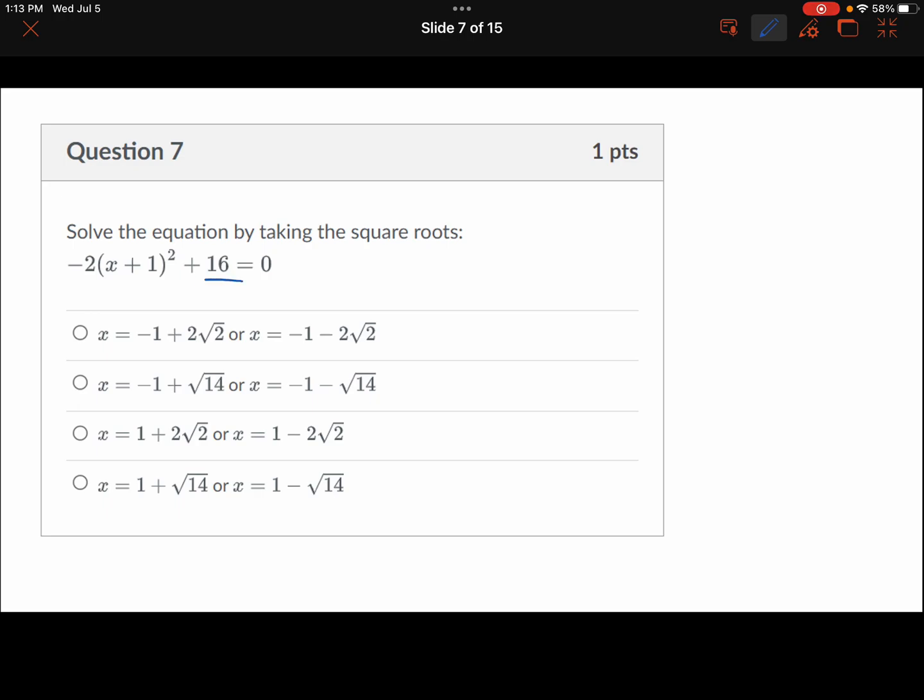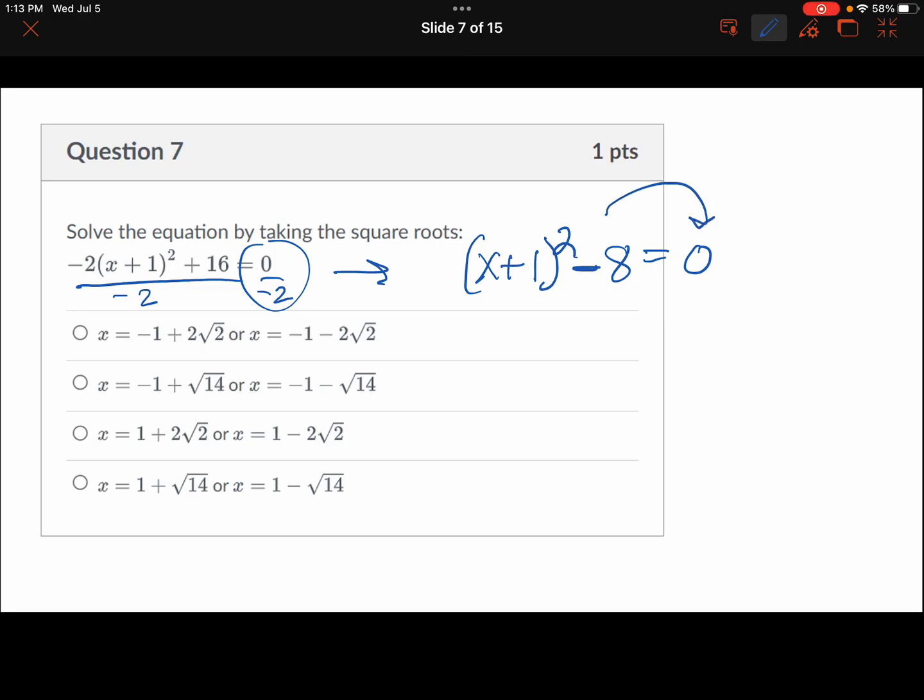So I'm going to divide this side by -2 and this side by -2, which is going to give me this new equation of x plus 1 squared minus 8 still equals 0, because 0 divided by -2 is still 0. Now, if I take this -8 and I move it over, then I would have just a simple squared term over here and something I could take the square root of. So I'm going to add 8 to both sides, which is going to give me x plus 1, sorry, squared equals 8.